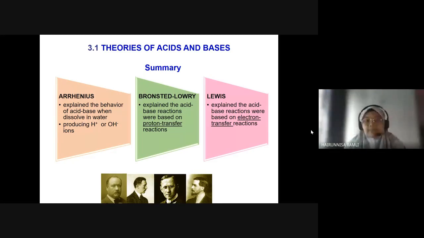And we have another theory, which is Lewis. G.N. Lewis explained the acid-base reaction based on electron transfer. It is different from Bronsted-Lowry. Bronsted-Lowry referred to H+ or proton, and now for Lewis, electron transfer. It is the reverse of what you learned in Bronsted-Lowry. For Bronsted-Lowry, donating a proton is the acid, right? But for Lewis, donating electrons is the base species, and the acid is accepting the electrons. I hope you still remember what you learned yesterday.